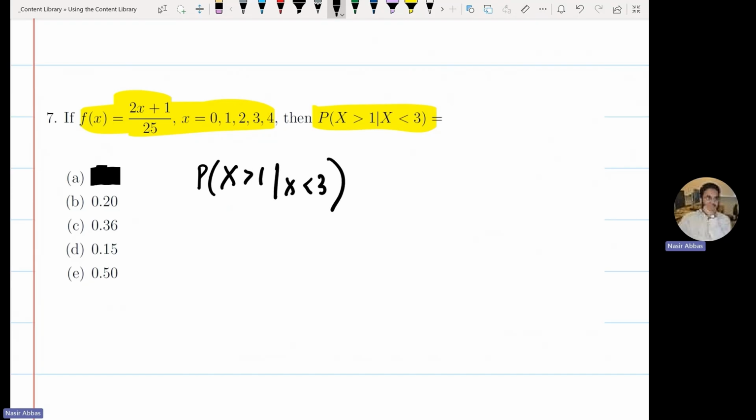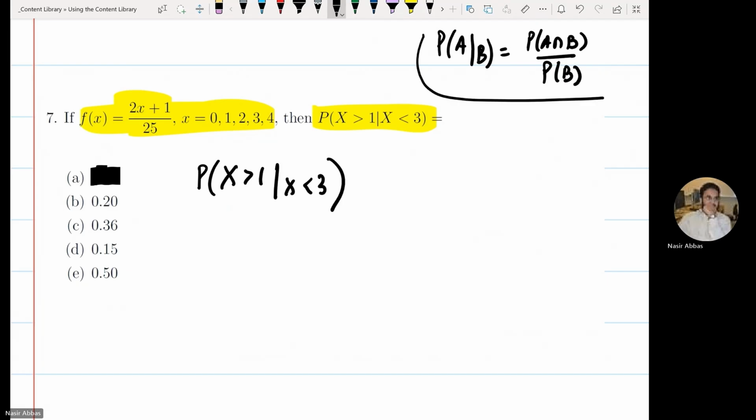What is probability of A given B? This will be given to you in the formula sheet. This, what you see on top of the screen, is given to you in the formula sheet. That probability of an event A given another event B is equal to probability of A and B divided by probability of B. Now you can call this one your event A and you can call this one your event B. So apply the formula. What do you get?